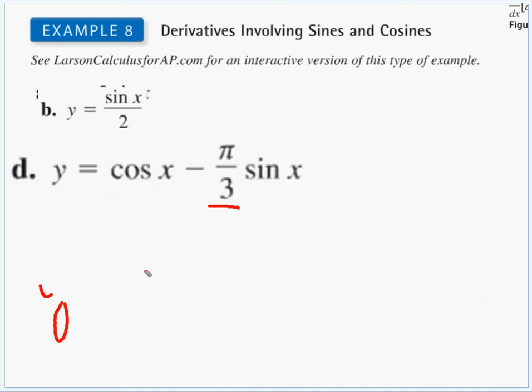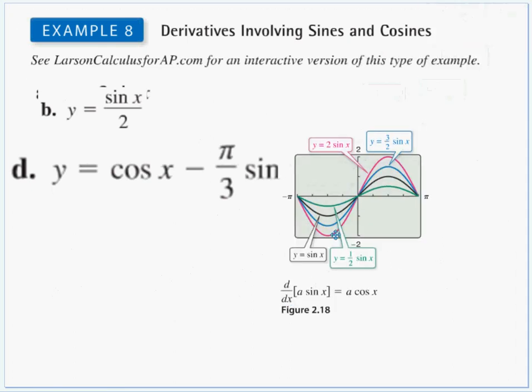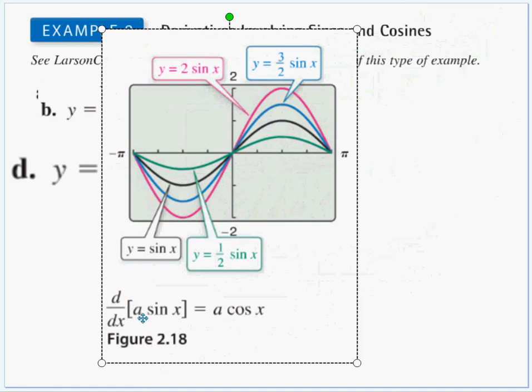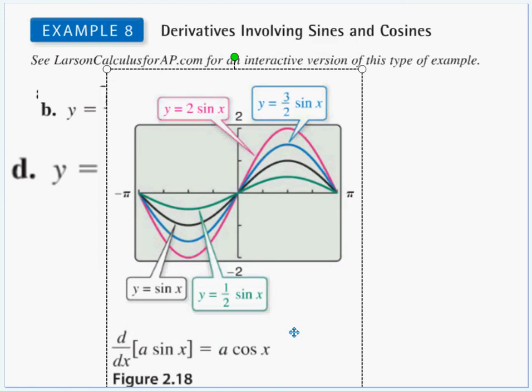And I see a graph up in the corner. If you have some number times sine x, the derivative is going to be that same number, whatever it is, a, times cos x. Because that would just make your derivative steeper at the origin. Remember, we're finding slopes here, so that would just make our tangent line steeper through the origin.